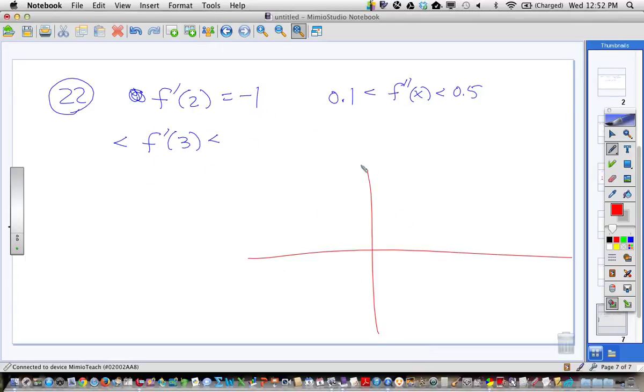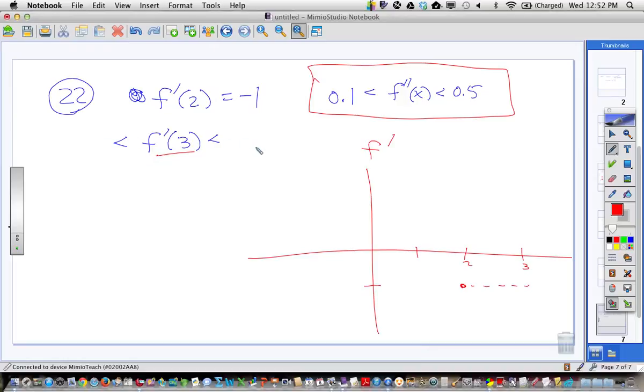Okay, this one, they tell me that f prime of 2 is -1, so I know that point. They're going to ask me about f prime of 3, so that's over here. So that's going to be going over 1. They tell me this. What's this tell me? Slope is between 0.1 and 0.5. So that means if I go over 1, I could go up 0.1, I could go up 0.5, but we're somewhere in between. So they want an upper and lower bound of f prime of 3.